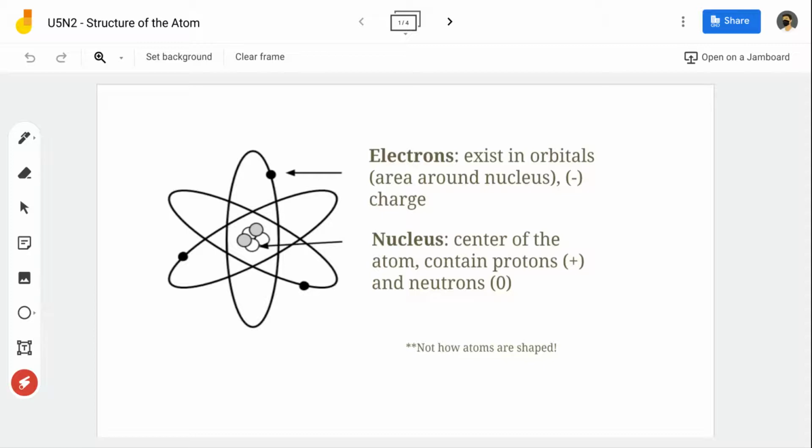These are the notes for structure of the atom. Like we saw in the Ed puzzle, there are 3 different types of particles in the atom, and they are in 2 different locations. So we have electrons that are outside of the nucleus. They're in orbitals. They're very small and they have a negative charge. And then inside the nucleus, which is a clump of 2 types of particles in the center of the atom, we have protons, which are positively charged subatomic particles, and then neutrons that have a neutral charge.